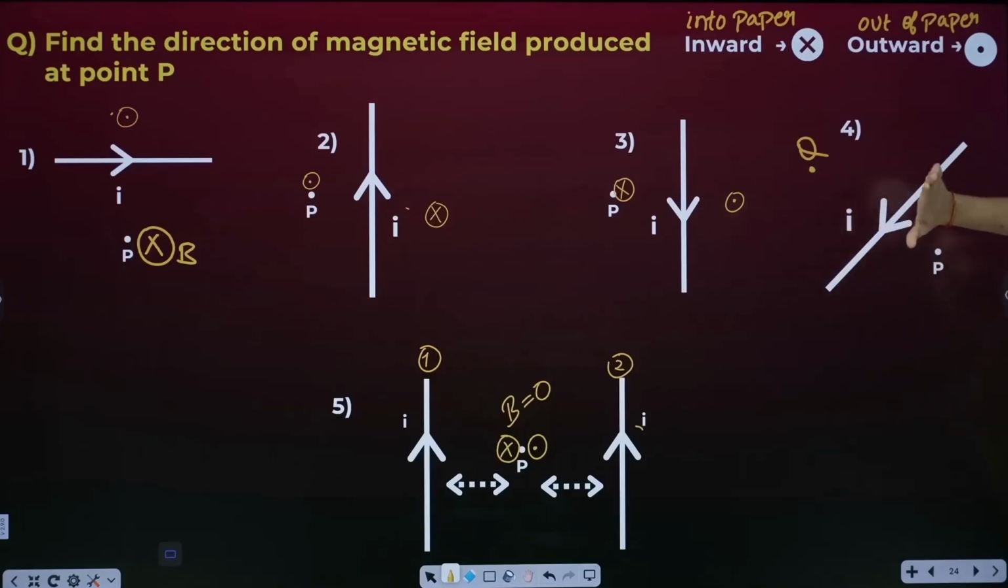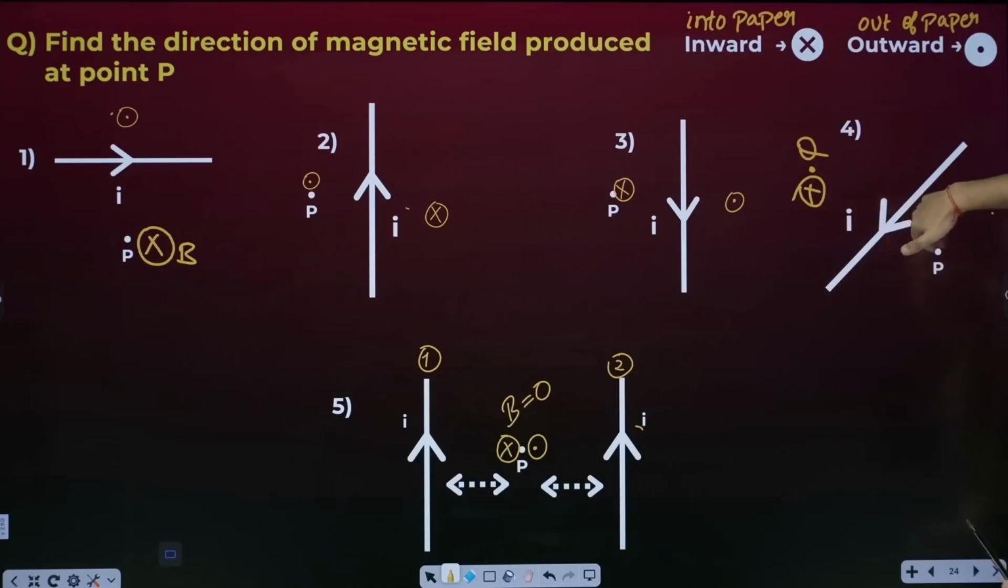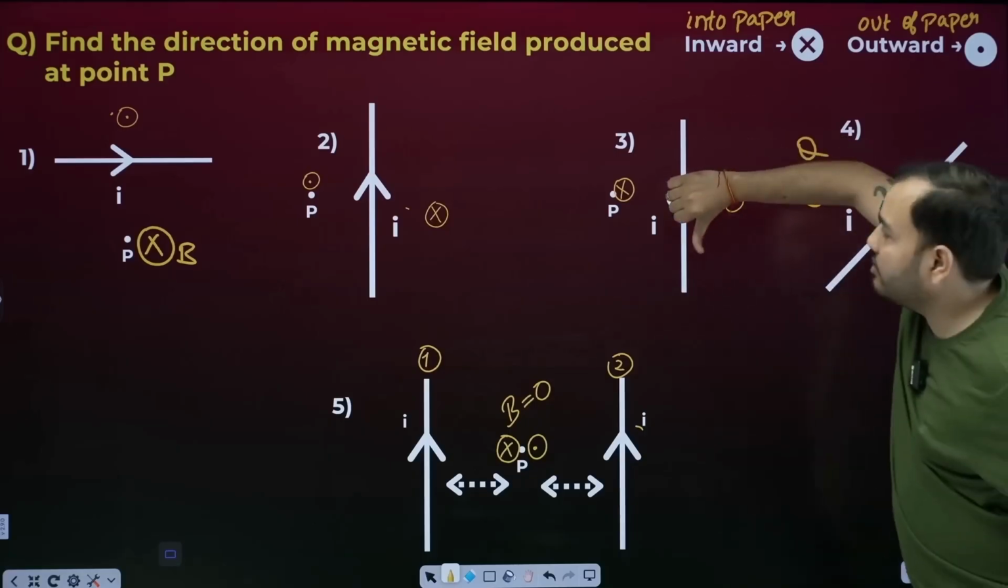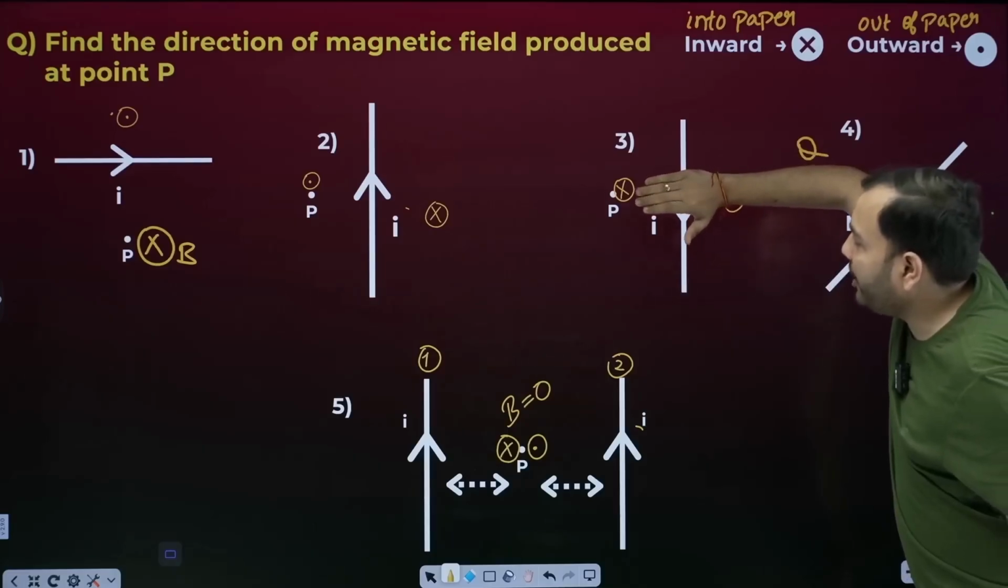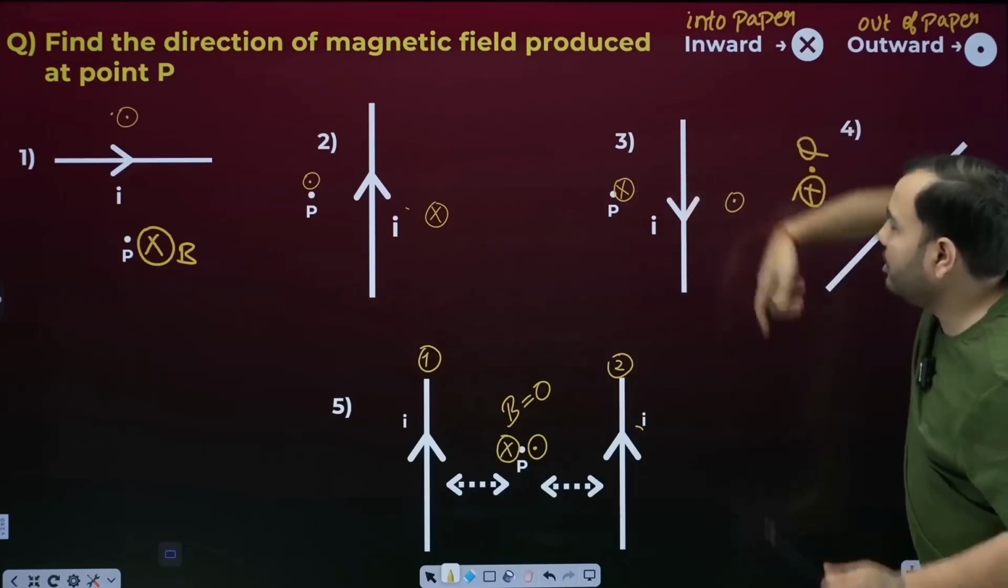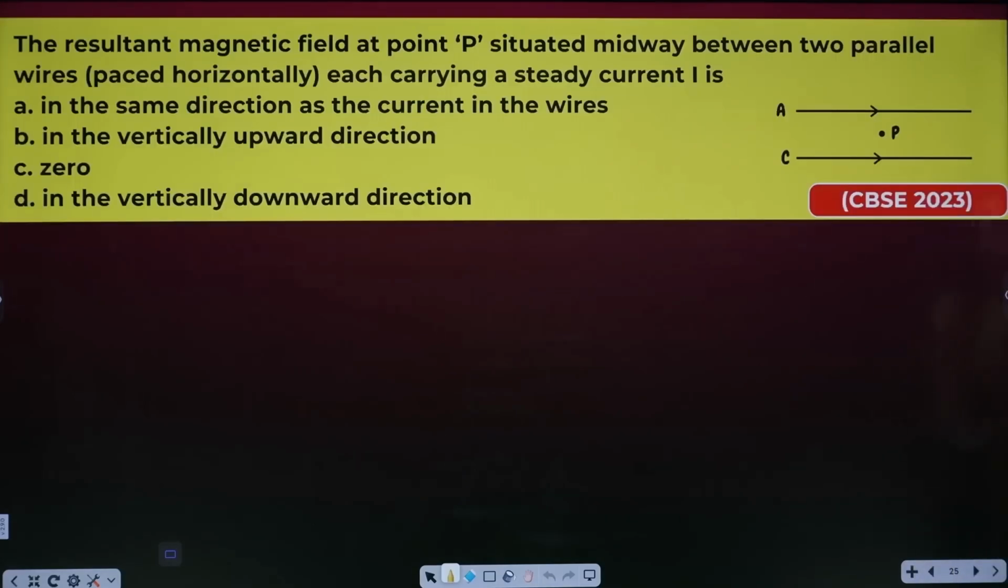Ready? Go. At Q, inside, inwards. At P, outside, outwards. Okay. Place the thumb like this. Got the fingers ready? Ready? Go. At P, inwards. At Q, this way, outwards. Say, is it clear? Very good. Come on. Question.